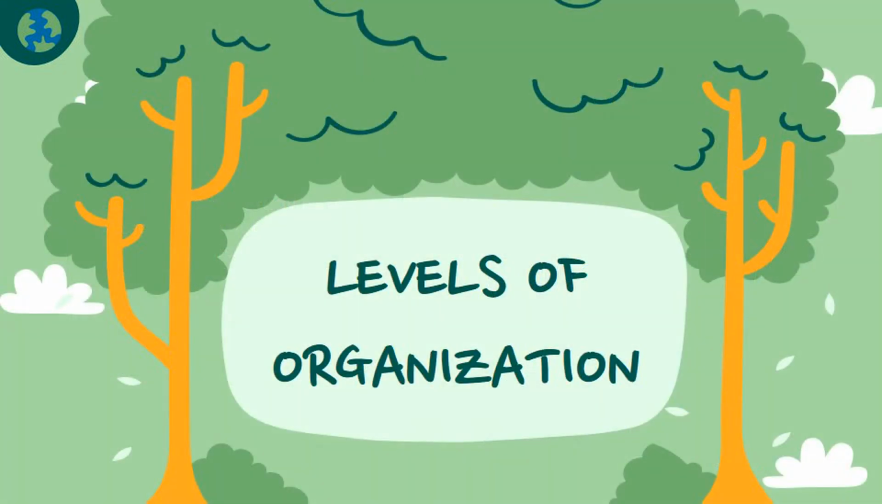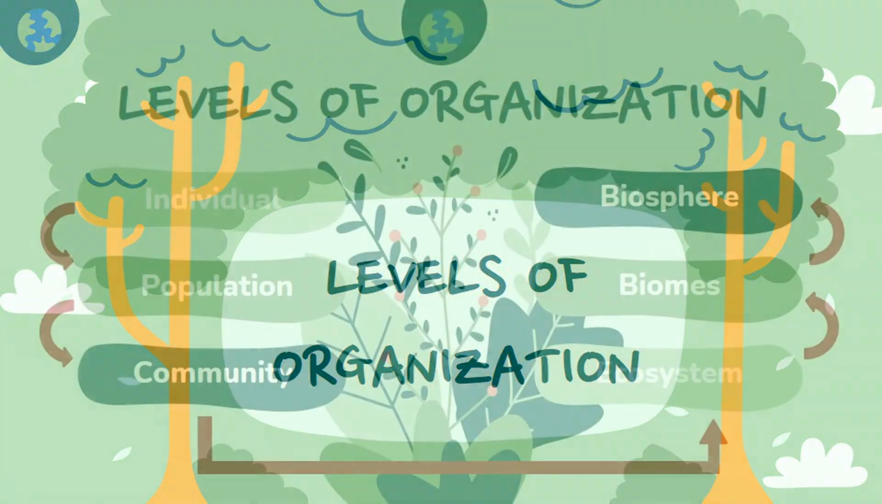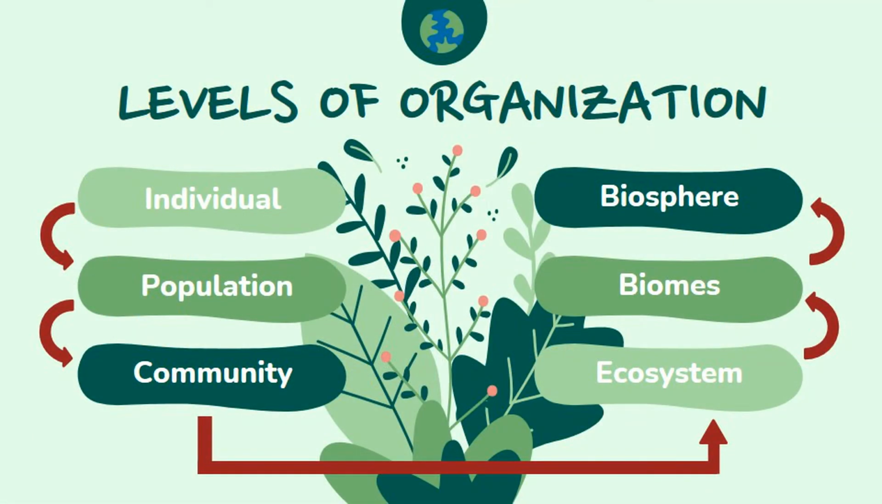Levels of organization are structures in nature, usually defined by part-whole relationships, with things at the higher levels being composed of things at the next lower level. Typical levels of organization in ecology include individual, population, community, ecosystem, biomes, and biosphere levels.